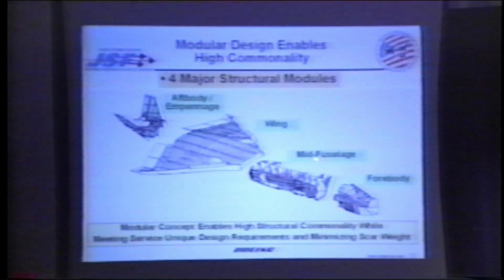The mid-fuselage segment attaches underneath that wing structure, contains the engine bay and the weapons bays, basically the same for all the variants with some local tailoring to accommodate the direct lift system. You can see that local tailoring right here. Forebody component and the aft body empennage component are basically identical across the service variants.